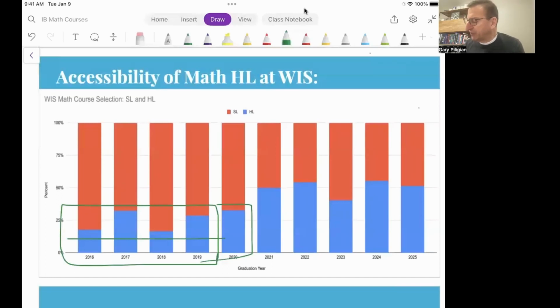So the blue bar represents the percentage of students who are taking math at a higher level. And ever since we've made the change, roughly half of the students at WIS have chosen to take math at higher level, either applications or analysis, compared to before, when maybe a quarter of the students were taking it. So we've about doubled the uptake into HL math, which I think is a wonderful thing that's happened at WIS. And I don't know if that's happened globally, but I assume that those global averages for the IB have increased as well.